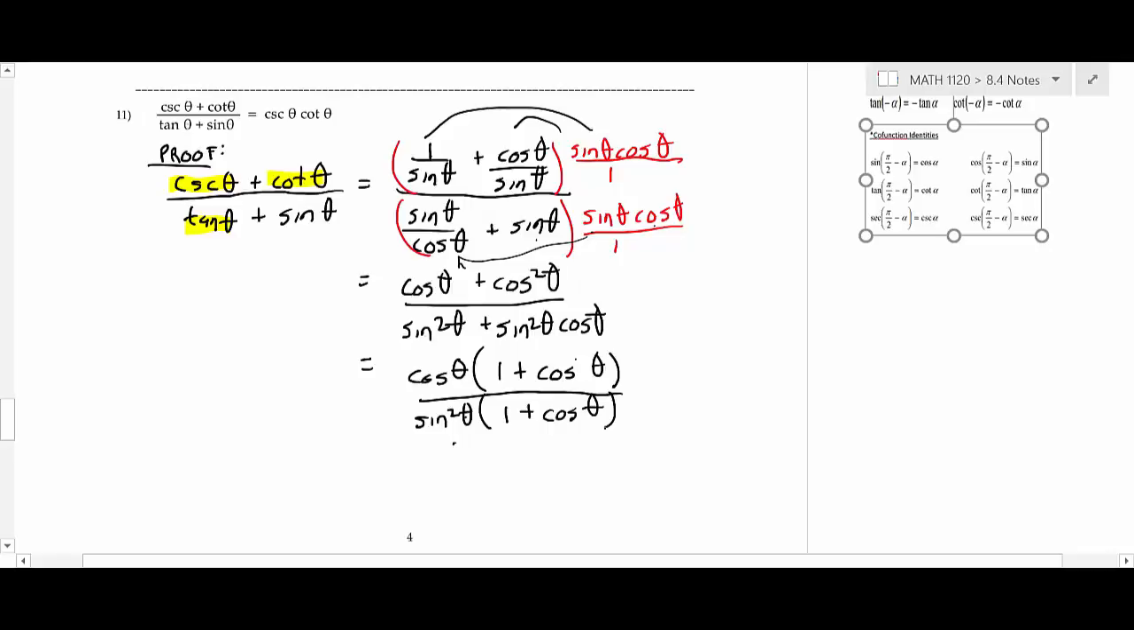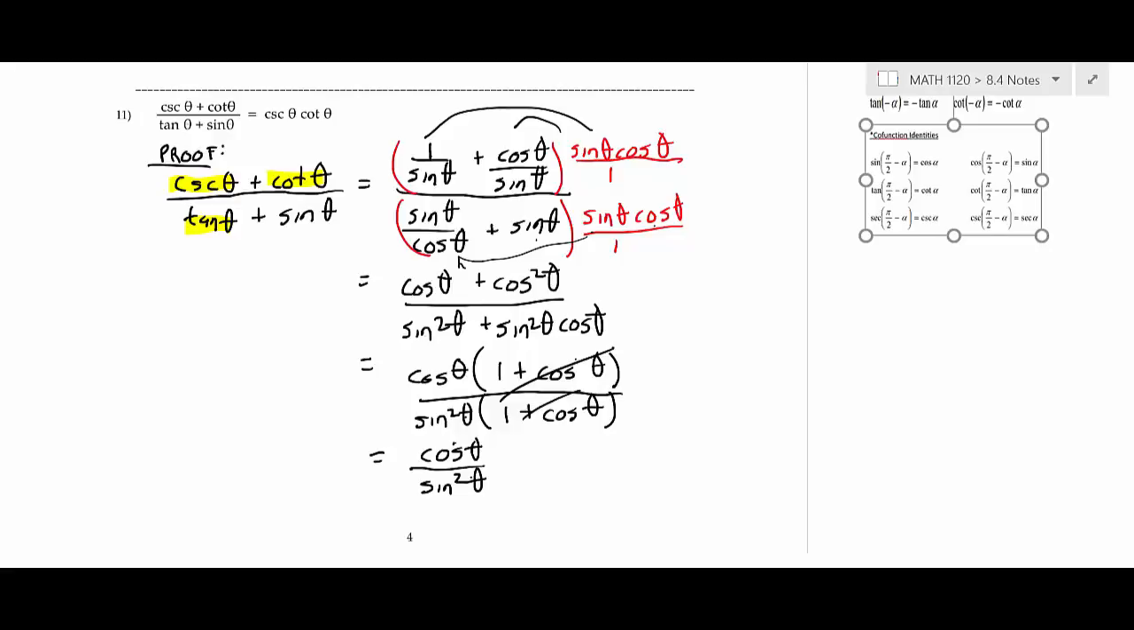Okay, if you're not, man, you better get there because it's super important. You won't be able to do these well. Now, what happens? That crosses out, and it looks like what we're left with is cosine theta over sine squared theta. Now, let's look at what we're trying to prove. Sometimes you get in these problems and you forget what you're trying to prove. You're trying to prove that that's a cosecant cotangent.